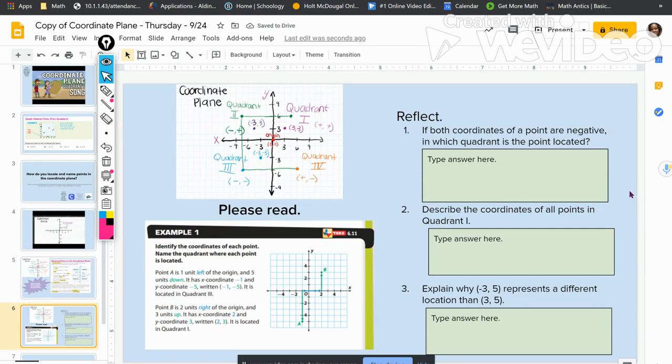These questions. So what I wanted you to do is look at your pictures and then reflect on what you had just learned. So question 1 says, if both coordinates of a point are negative, in which quadrant is a point located? So I'm looking for a negative, negative. So I'm going to look at my quadrants. Quadrant 1 is positive, positive. Quadrant 2 is negative, positive. Quadrant 3 is negative, negative. But let's look at quadrant 4, which is positive, negative. So yes, our answer is quadrant 3.